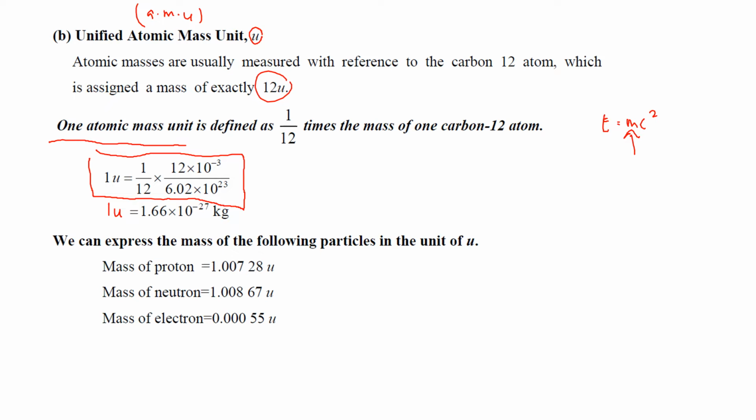We can express the mass of the following particles in the unit of U. Mass of proton is 1.00728 U, neutron 1.00867 U, and electron 0.0000055 U. This one you need not remember. When calculation questions come out, they will give you the conversions. What you need to know is how to convert only.